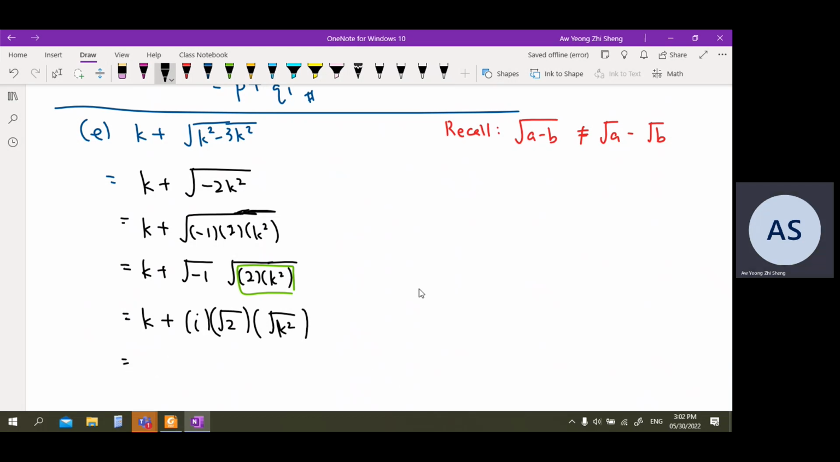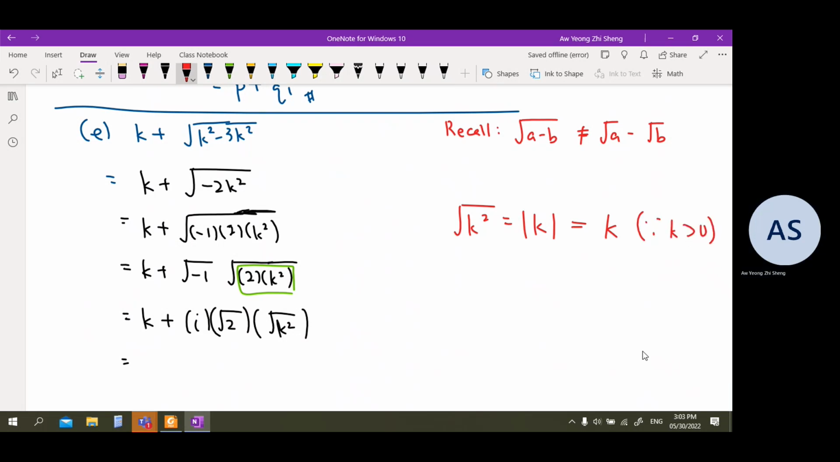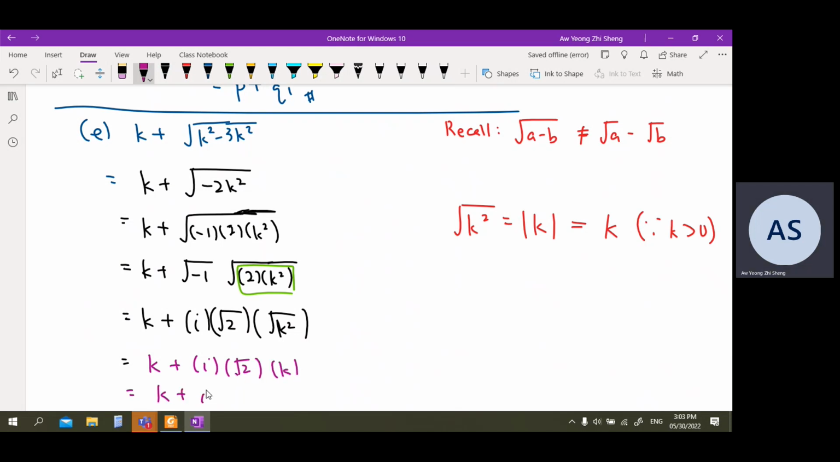Because k is itself positive, usually surd of k squared should be simplified as modulus of k, but because k is itself positive, it allows us to simplify to become just k without modulus. So now we have k plus i times surd 2 times k. And then to make it nicer, k plus ik surd 2. Okay, done.